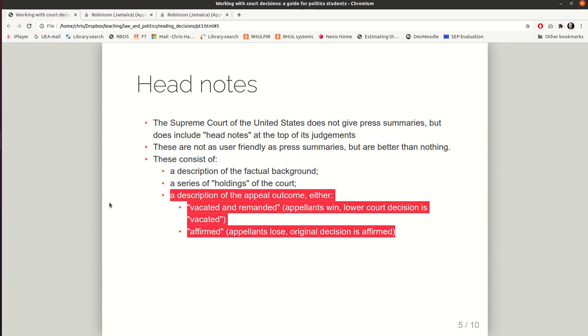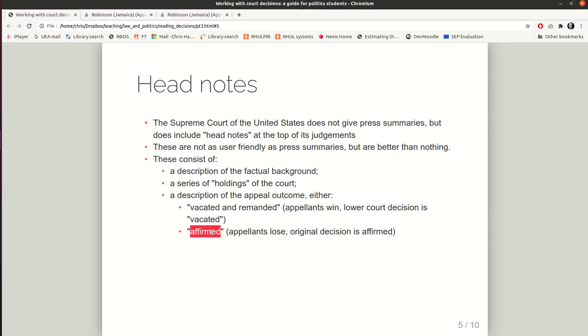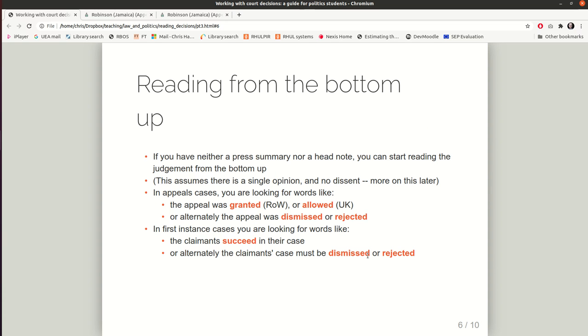So either the lower court decision is vacated and remanded, that's to say the appellants win and the court overturns the lower court's decision, which is vacated, or affirmed. So the original decision is affirmed and the current appellants lose. So if you were interpreting that decision, you'd work out, okay, who's appealing in this case, what do they want, and then what was the outcome, did they get what they wanted or not.